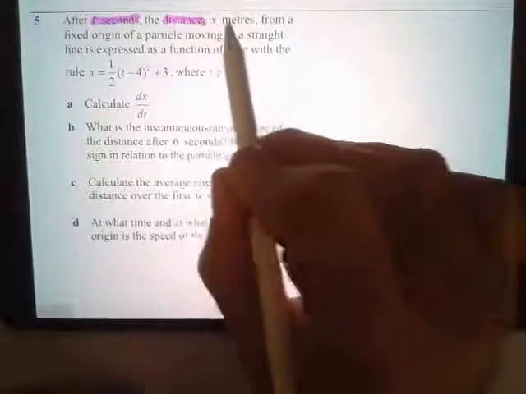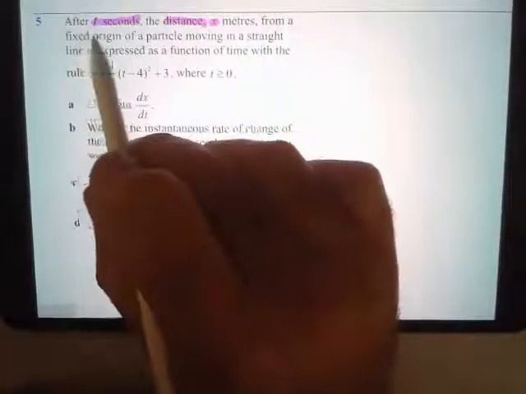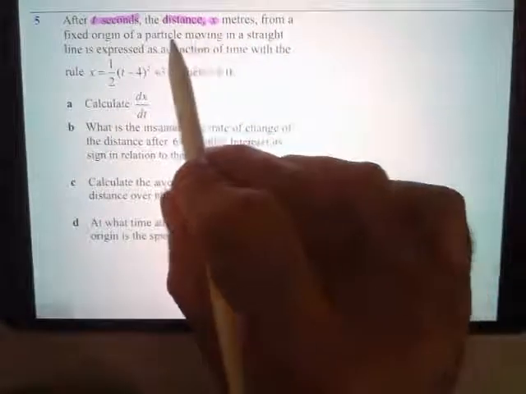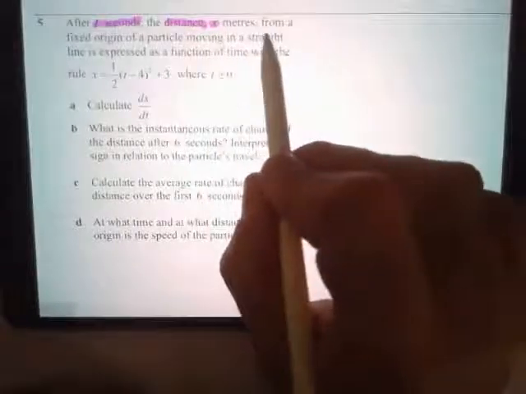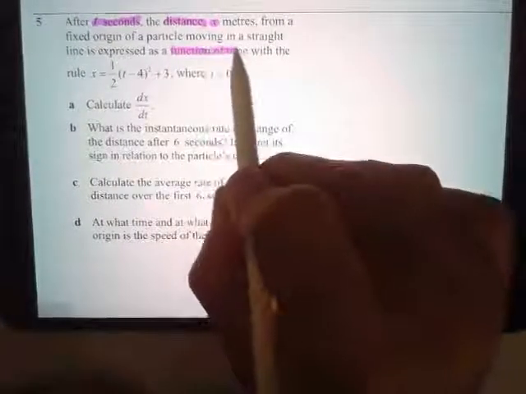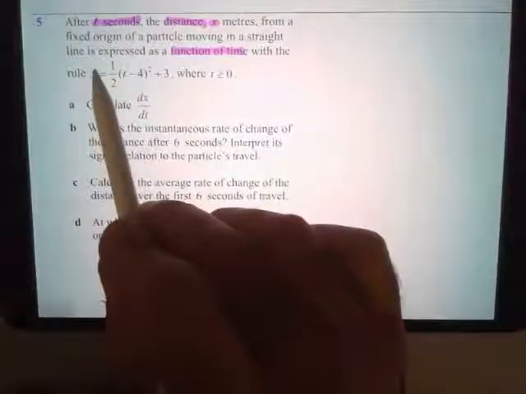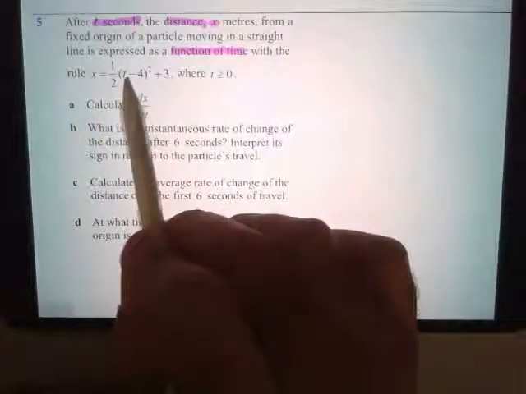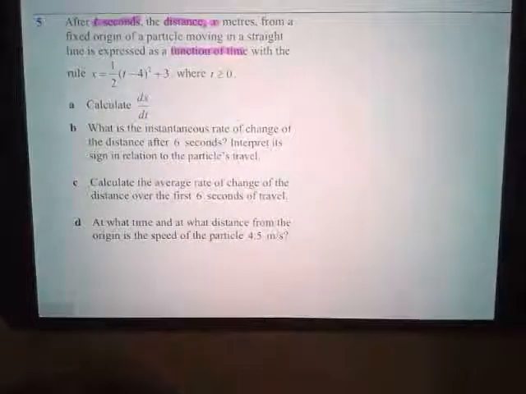After t seconds, the distance x meters from a fixed origin of a particle moving in a straight line is expressed as a function of time. So it means that x is the distance in terms of time, where t is greater than 0.